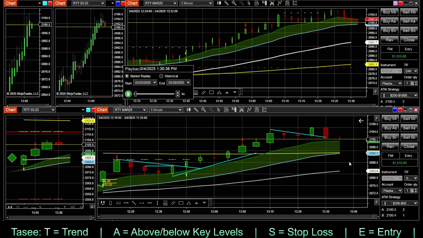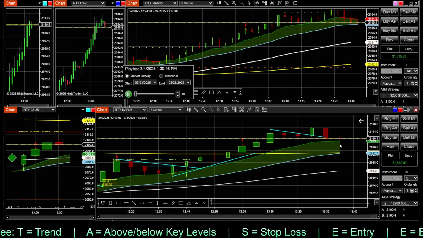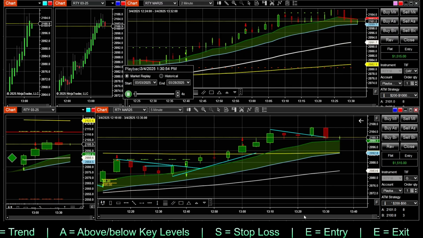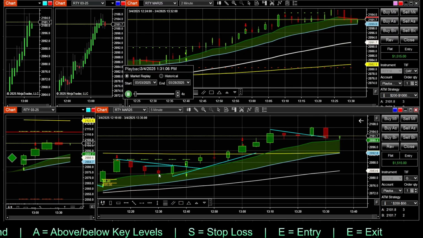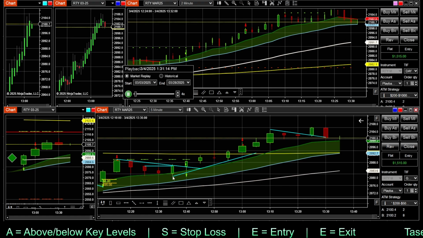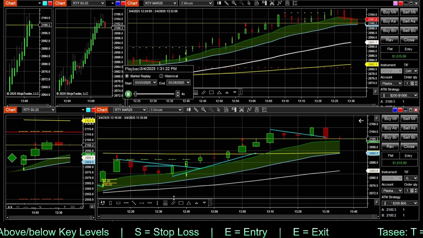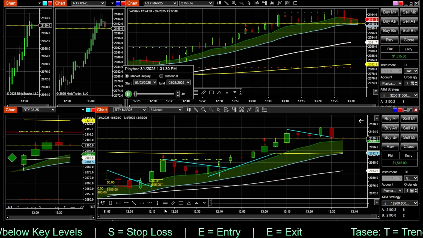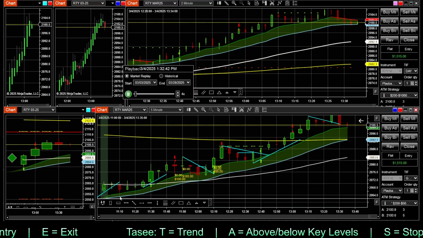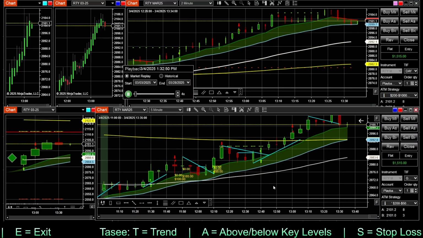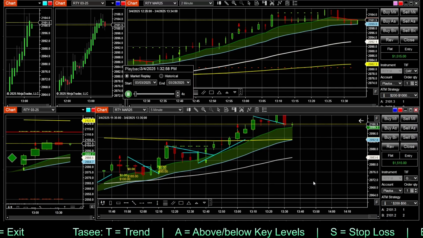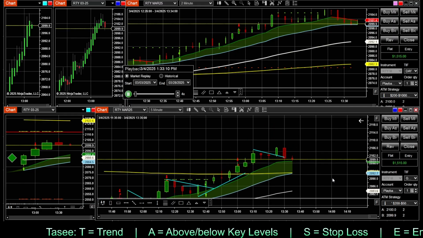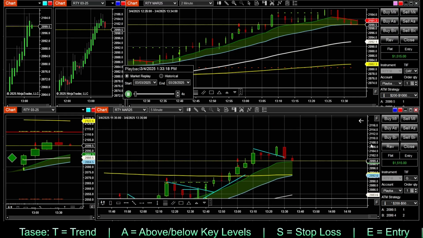Okay, so now we came back down to our cloud. It didn't tap into the cloud though yet, but maybe this one will, because notice all of our entries, we had the candle going into the cloud first. Let's see if our first one did also. Yeah, this one did go into the cloud and then it went sideways a bit and we got our entry. Okay, so this one did go tap down to the cloud.